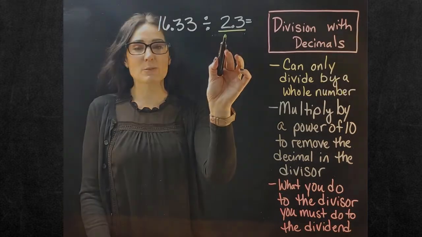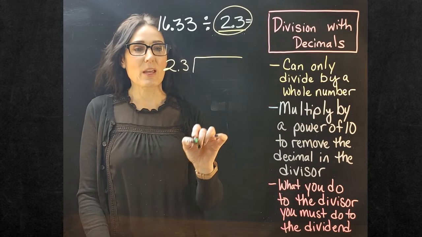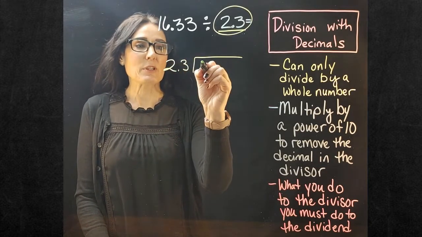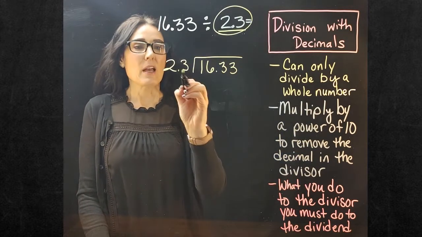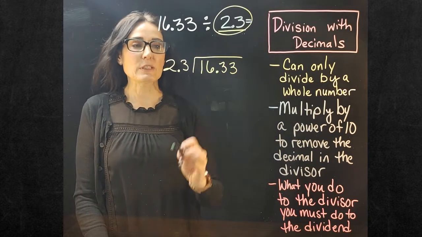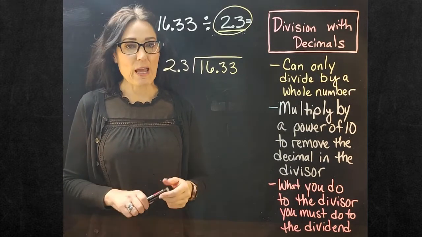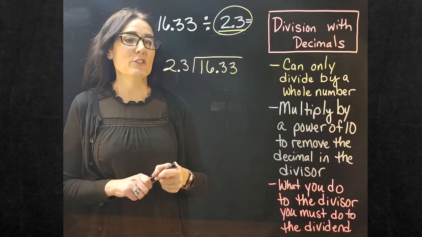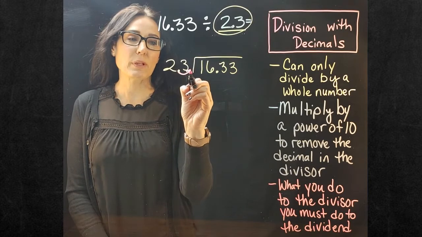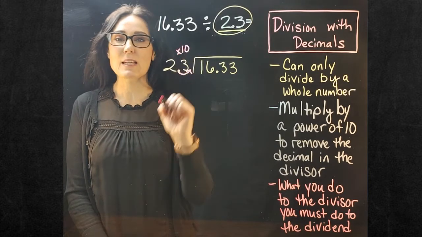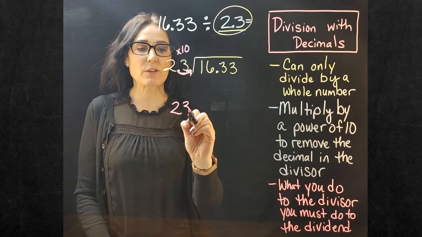First off, I know this is my divisor, so this number is always going to go on the outside of my division bar. This number is the number that's being divided, so it's going to go inside the division bar. Now the first thing I want to do is move my decimal so I no longer have a decimal in my problem. Because I have one decimal place, I need to move it one place, which is like multiplying by 10. So I'm going to move that one place to the right, and now you'll notice I have 23.